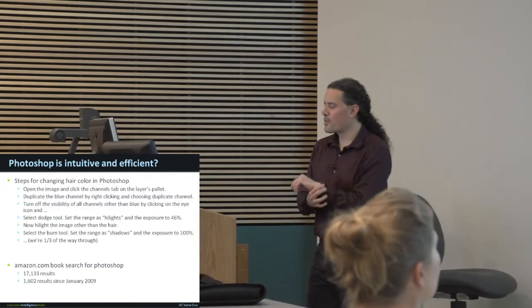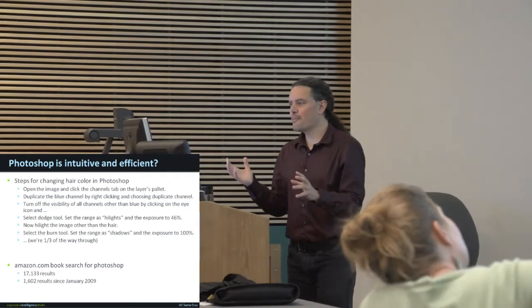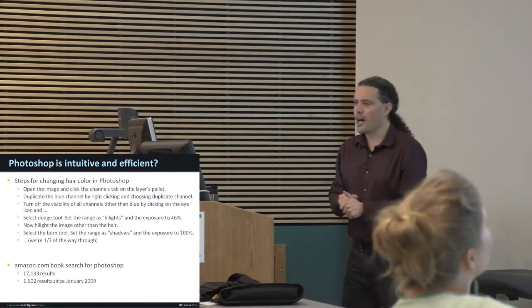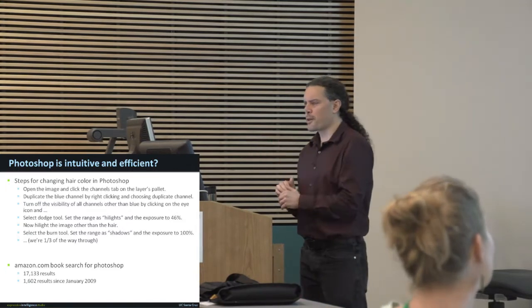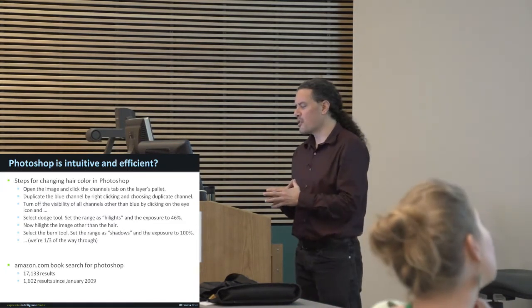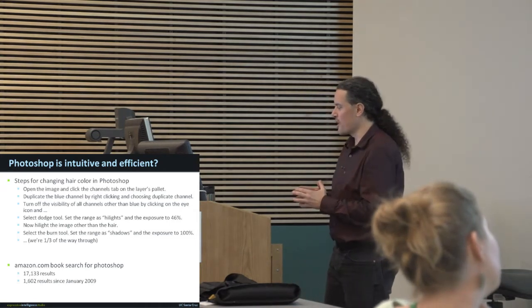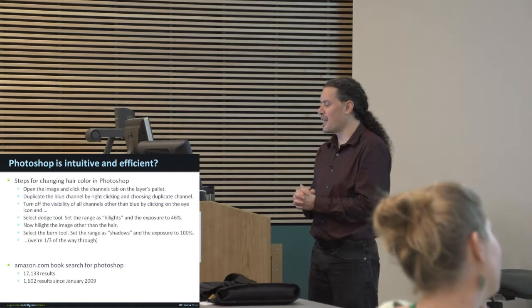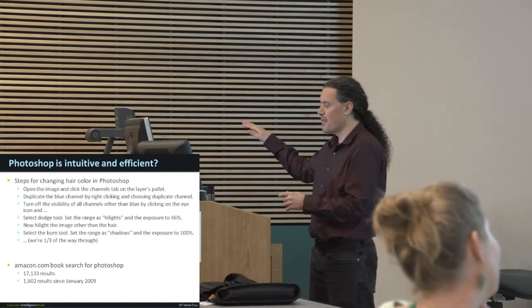Here are the steps for changing hair color in Photoshop, if you wanted to change someone's hair color in a photograph. And I only go about a third of the way through them. Open the image and click the Channels tab on the Layers palette. Duplicate the blue channel by right-clicking and choosing Duplicate Channel. Turn off the visibility of all channels other than blue by clicking on the eye icon. And there's a bunch of other stuff in that one step.